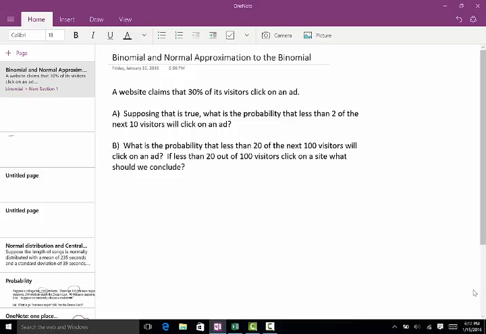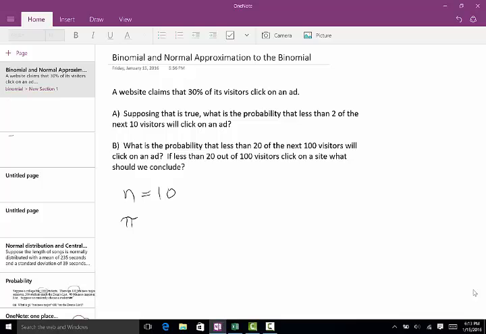So the binomial distribution is used in situations where you have repeated trials of an experiment. Repeated independent trials is the assumption. What you need to know to solve a binomial problem is the number of trials, that's n. For part A, that's 10 visitors to the site.